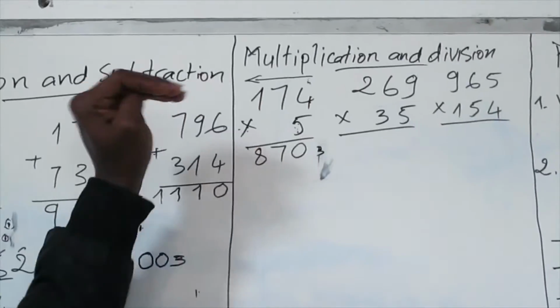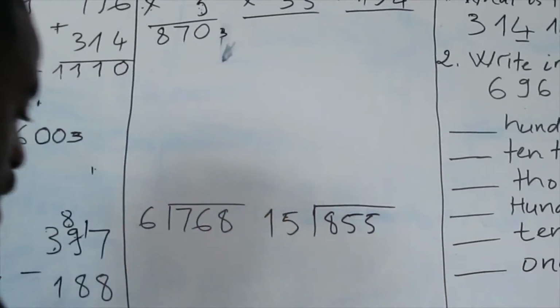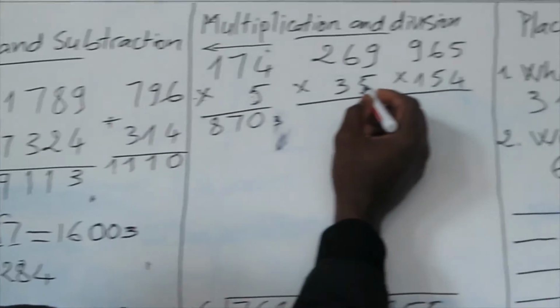Now we have 3 digits multiplied by 2 digits. So now with the 2 digits, the law changes. You start with the first one.